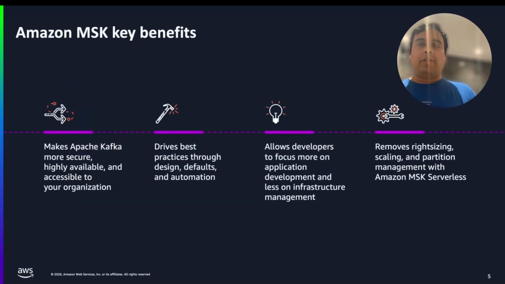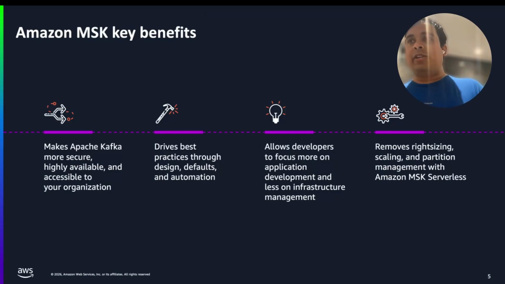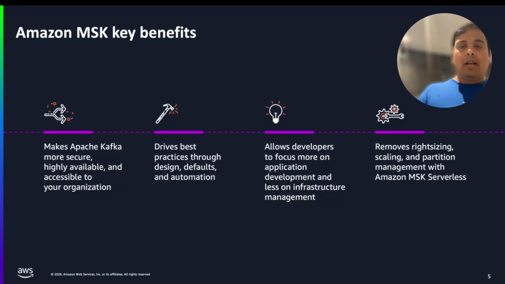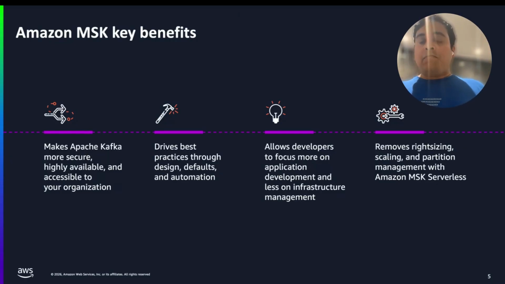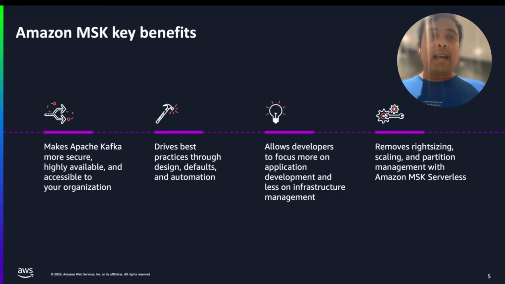First, it makes Kafka more secure, highly available, and accessible out of the box. Encryption, multi-AZ replication across brokers, and IAM integration come built in. Second, it drives best practice through design, defaults, and automation, so you're not relying on tribal knowledge to configure your clusters correctly. Third, it lets developers focus on building applications and less on managing infrastructure. And the fourth, it also eliminates the necessity of right-sizing, scaling, or any kind of partition management. We have different flavors of Amazon MSK, and we'll talk about that.